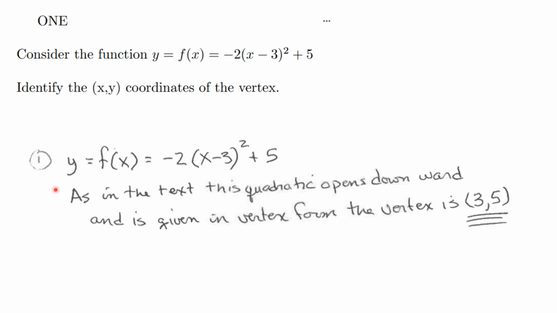Problem number 1, you were given y equals f of x is equal to negative 2 times the whole of x minus 3 whole squared plus 5. As you know, this quadratic function opens downward, and in fact is given in the vertex form. And so the vertex can be identified by inspection, and it's going to be the ordered pair 3, 5.